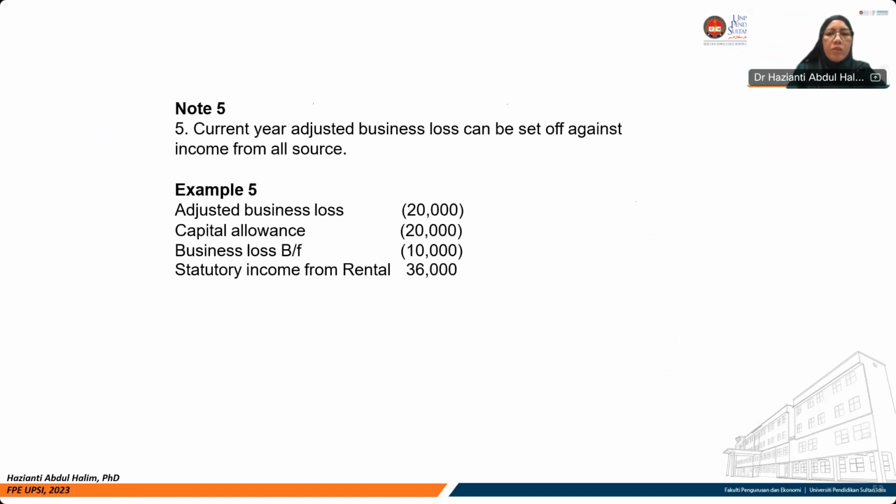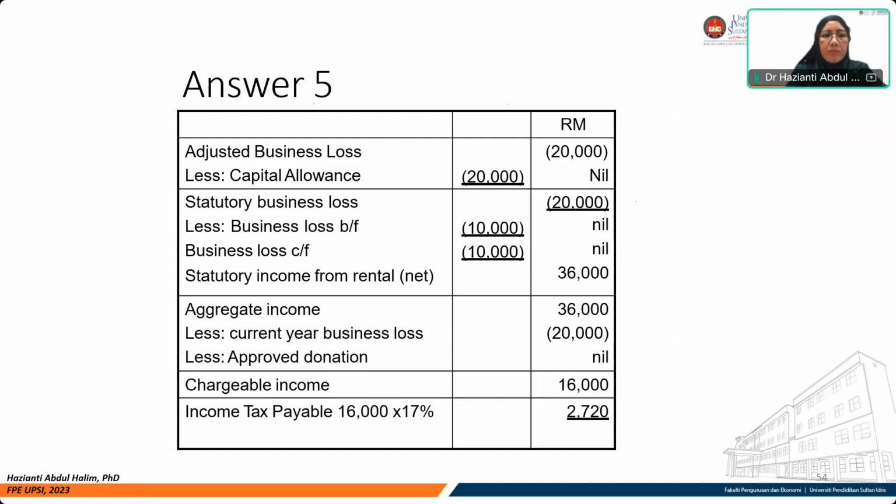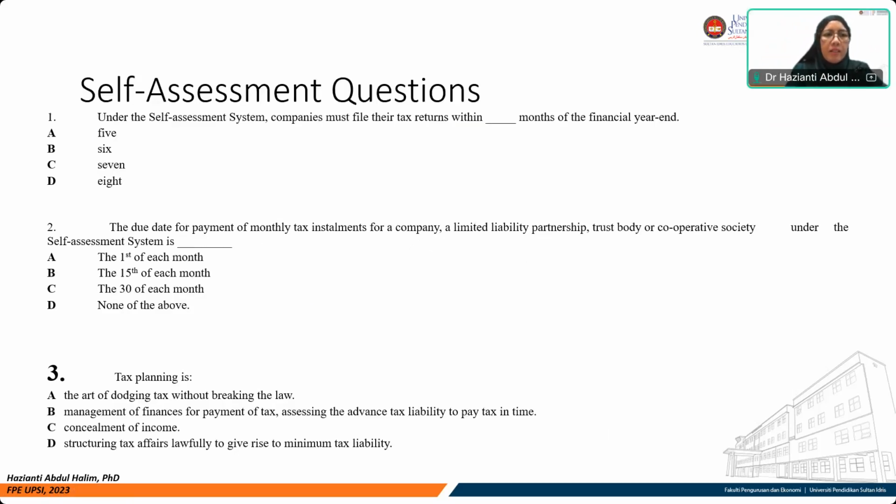Alright, so you can go through the rest of the example 4 and example 5. And these are the self-assessment questions, number 1, 2, 3. So number 1, under the self-assessment system, companies must file their tax return within how many months of the financial year end? And you can find the answer in the previous slides. The due date for payment of monthly tax installment for a company, limited liability partnership, trust body, or cooperative society under the self-assessment system is, right, first of each month, 15, 30, or none of the above, right? Or say is in the notes.